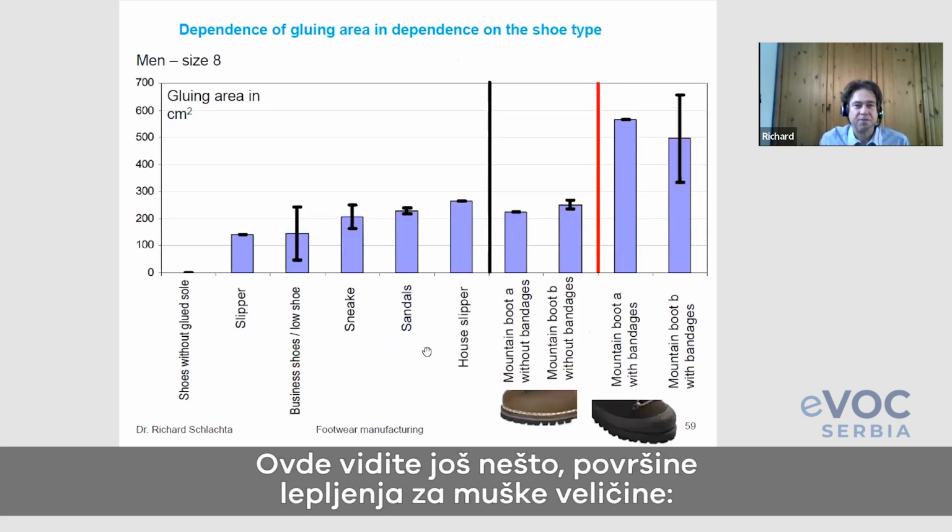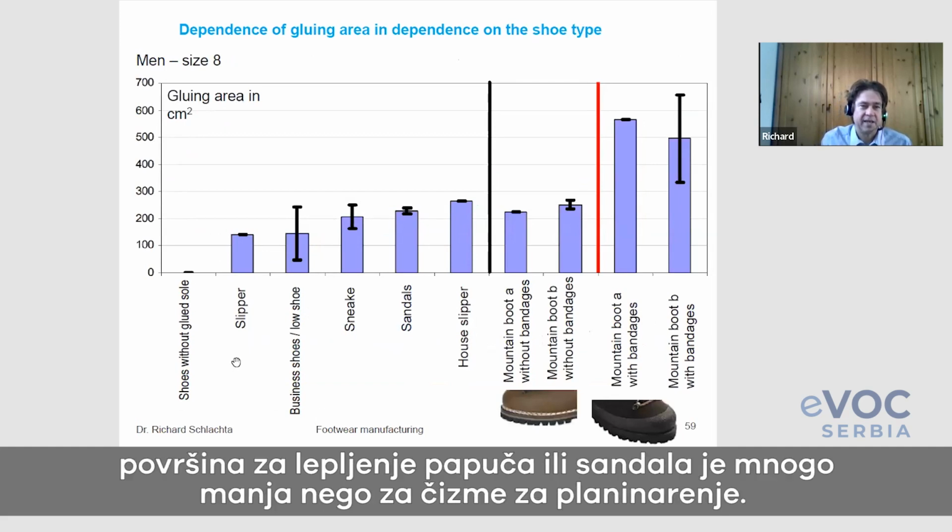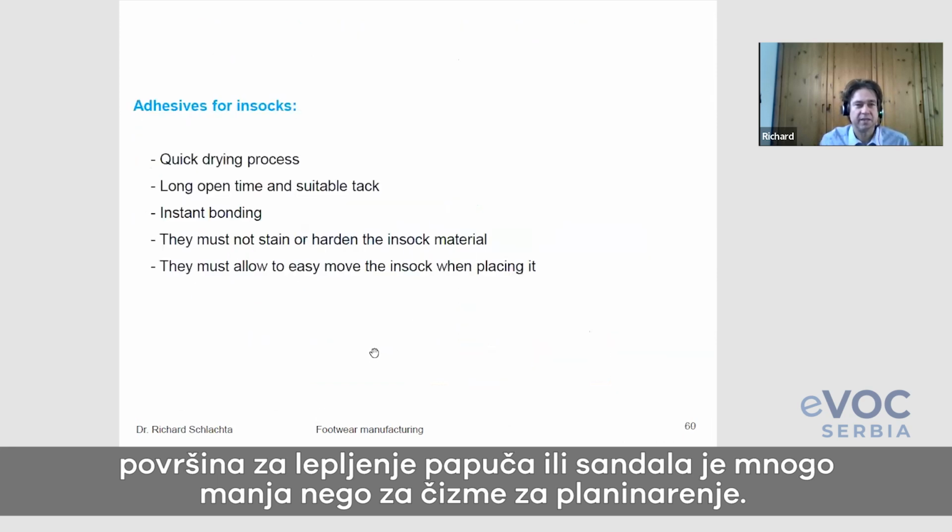Here, for example, for men's sizes, you see the different gluing areas. So it's clear that if you have a slipper, the area that we have to glue is much less compared to a mountain boot or a safety boot. Sandals, too, have smaller gluing areas.